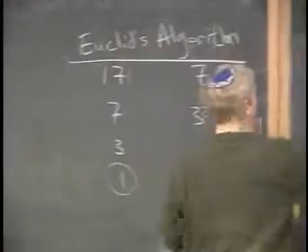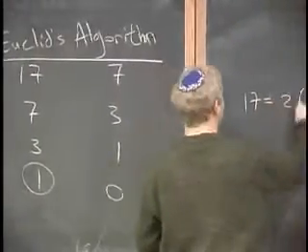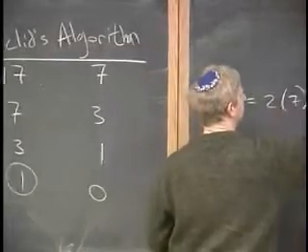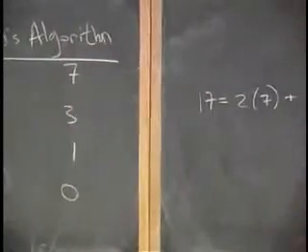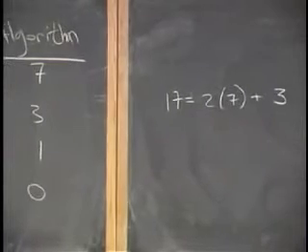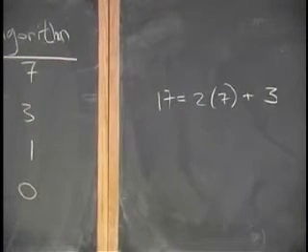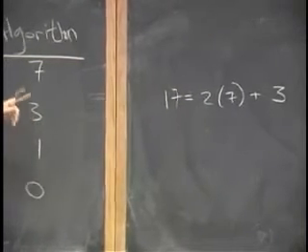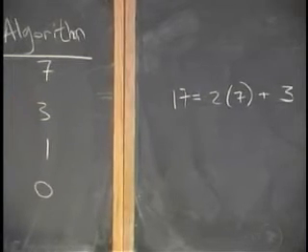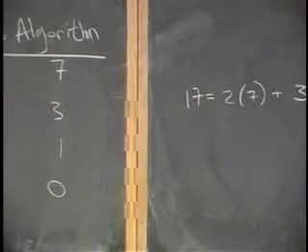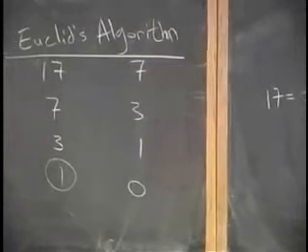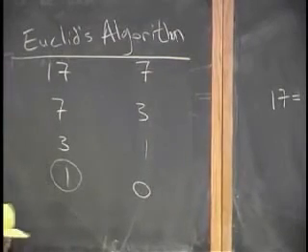After this step, we know that 17 equals 2 times 7 plus 3. Okay, I'm writing the background details. I copied 7, I calculated the remainder. That's how you calculate the remainder. You divide 7 into 17. It goes in twice. You get a remainder of 3. Okay, 17 is 2 times 7 plus 3.